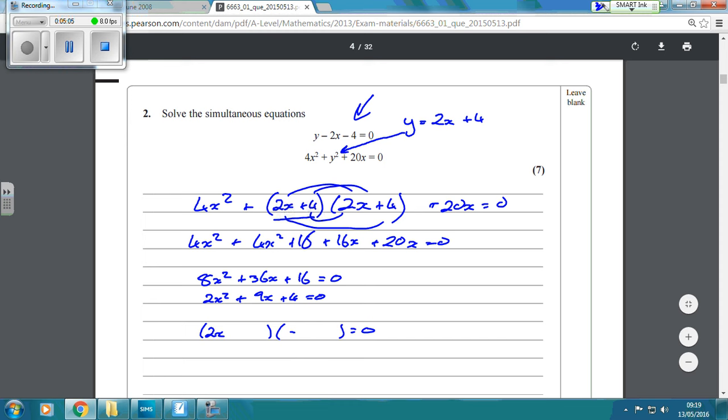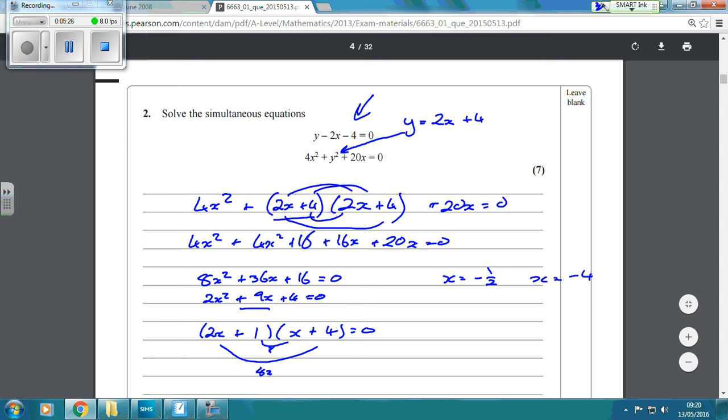So 2x times x makes 2x squared, and you need to put the 1 in the first one and the 4 in this one, so that when you multiply those out, it's going to be x, and that's going to be 8x, which adds together to make the 9x. But we've got to solve, so the two solutions are x equals minus a half, and x equals minus 4.